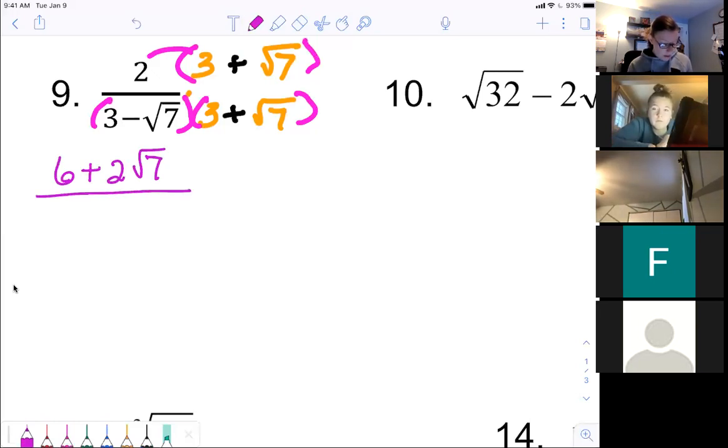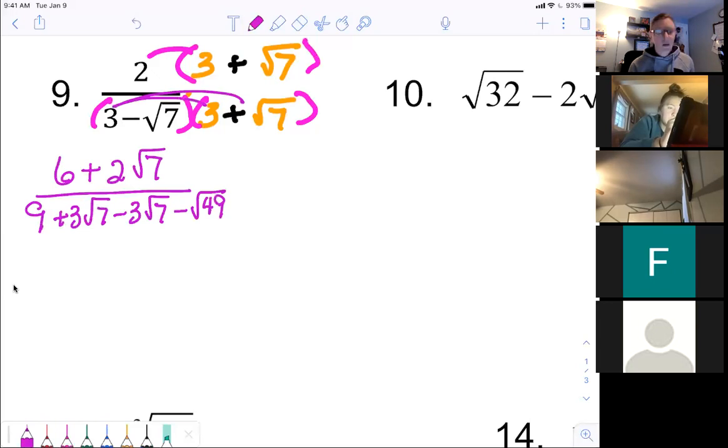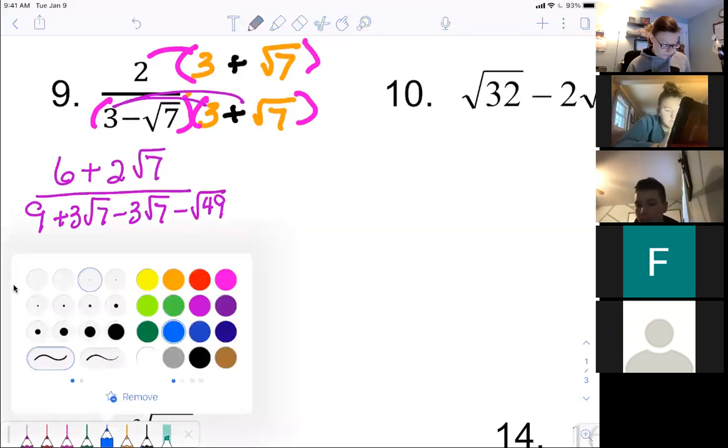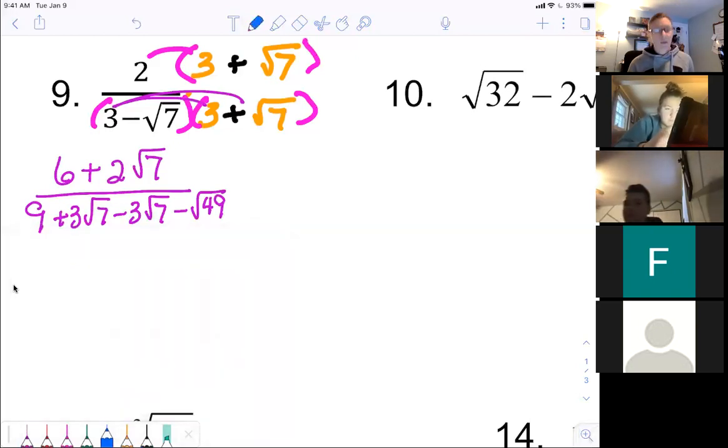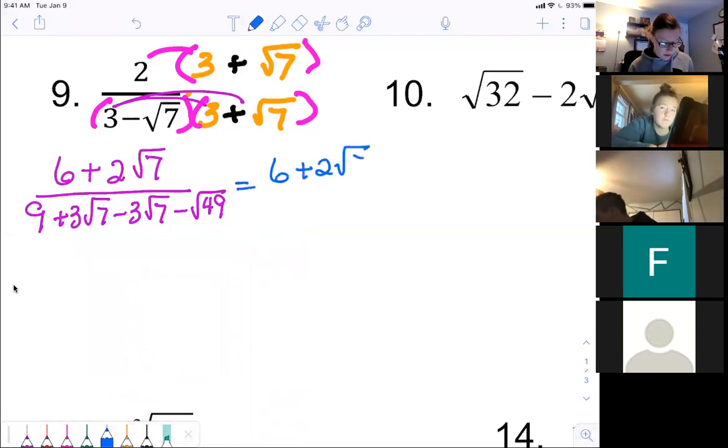And then in the denominator, again, make sure you're foiling here. You're multiplying all the terms together. So then we simplify. On the top, we have 6 plus 2 root 7. On the bottom, the goal is to get the radical to cancel. That's what rationalizing the denominator means. We should not have a radical in the denominator. So 3 root 7 and negative 3 root 7 cancel.